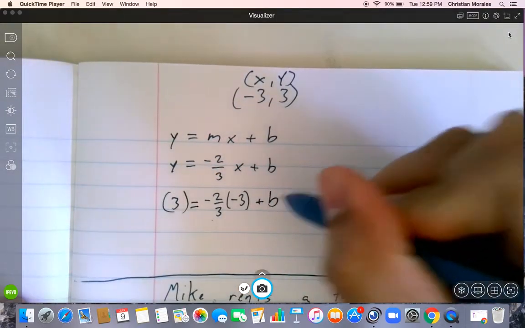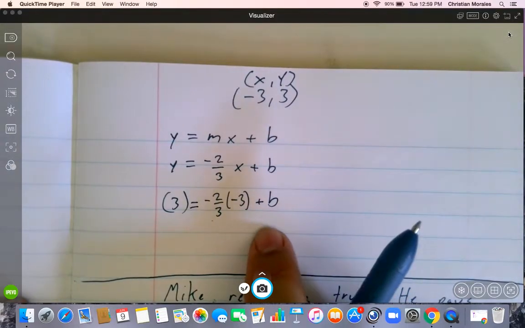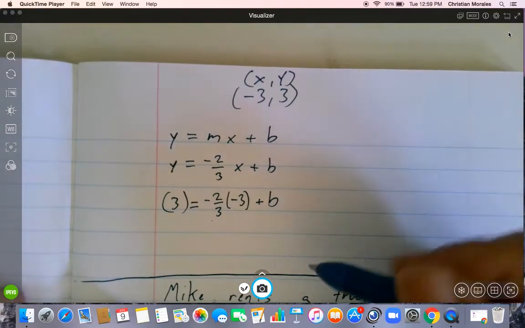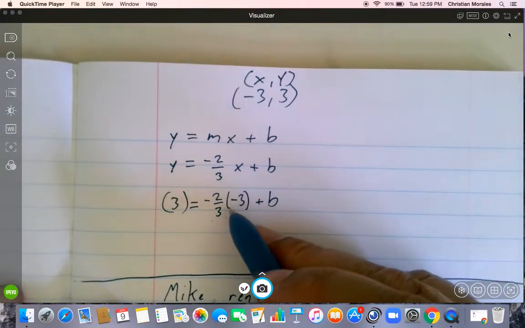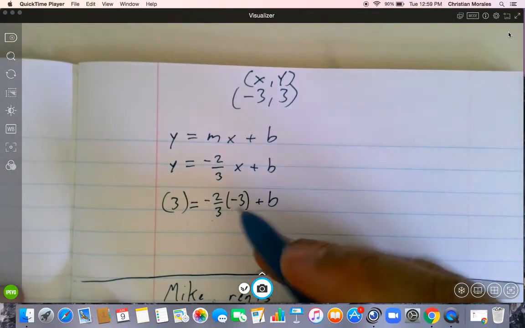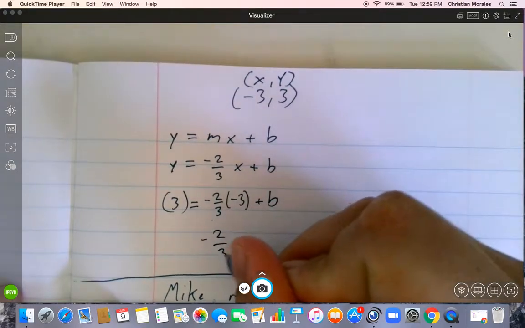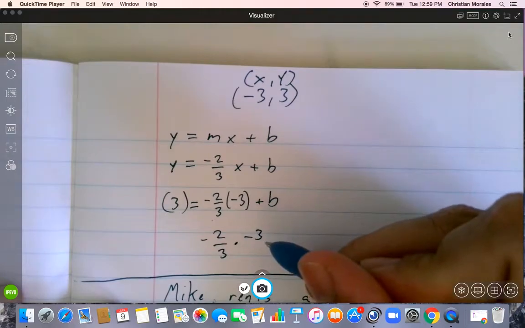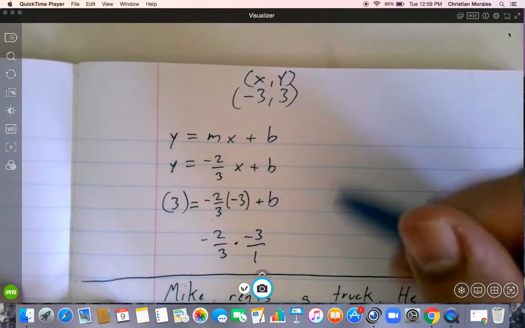And now the only thing that's missing is the b, which is what I need. I need a number for b. I need the y-intercept. So now, because these two numbers are next to each other, I have to multiply these two. Negative 2 over 3 times negative 3. I got to multiply them. But this isn't a fraction, so I'm going to put this over 1.